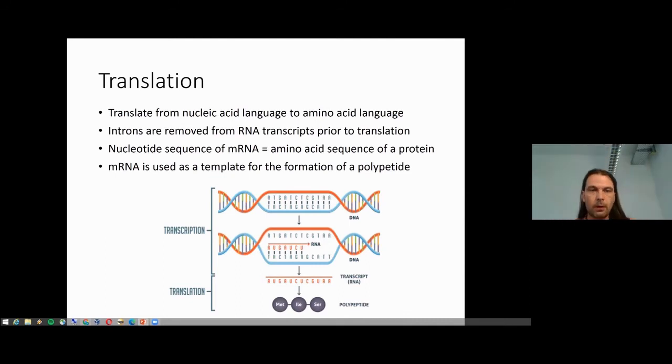Then we have a process called translation, the second process of gene expression. It translates essentially the nucleic acid language into what is called the amino acid language. So no new molecules come into play. We have these DNA and RNA molecules, and now we build amino acid sequences which make up proteins.